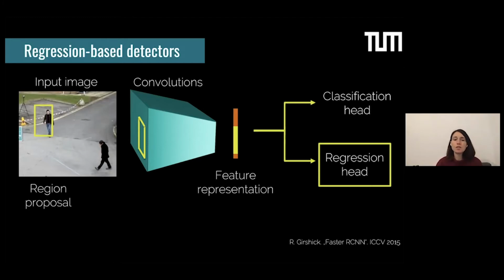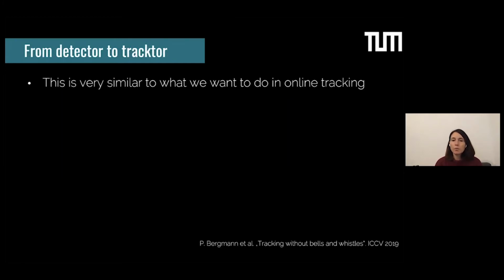So what this regression head is going to do is regress the bounding box coordinates so that it tightly fits the object. This is a very interesting behavior, and we thought, couldn't we actually use this for tracking itself? So what we proposed a couple of years ago is to use the detector for tracking purposes.